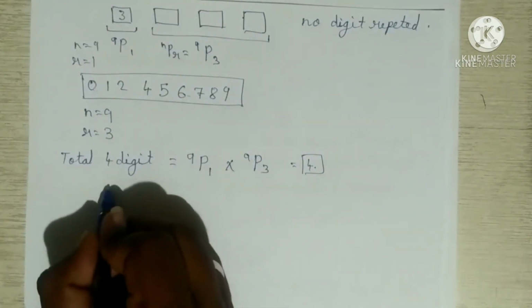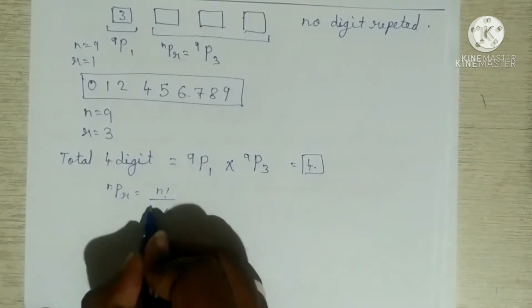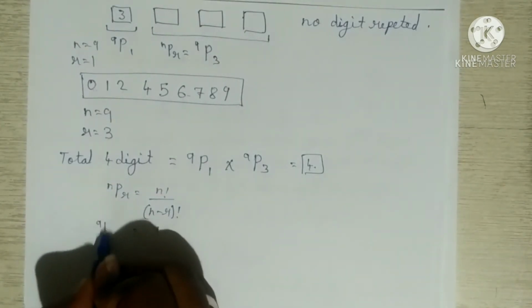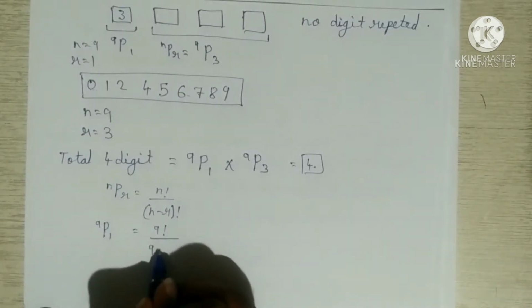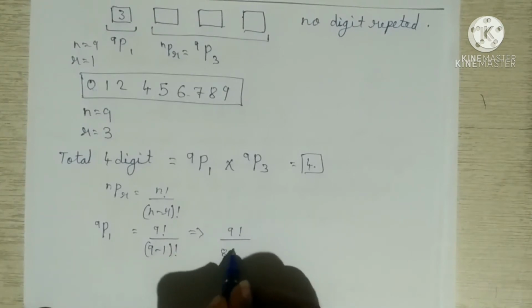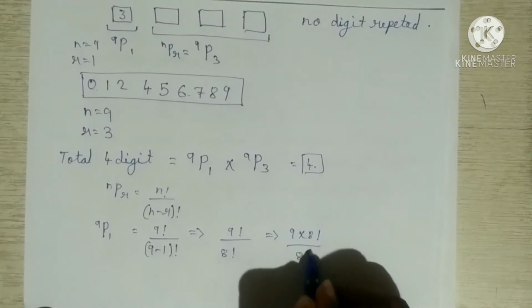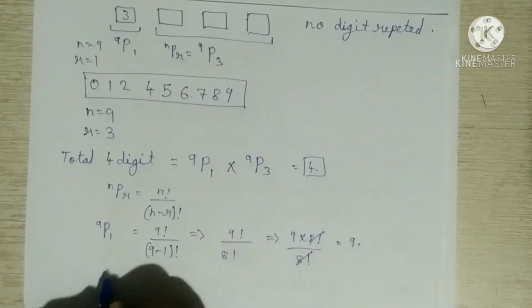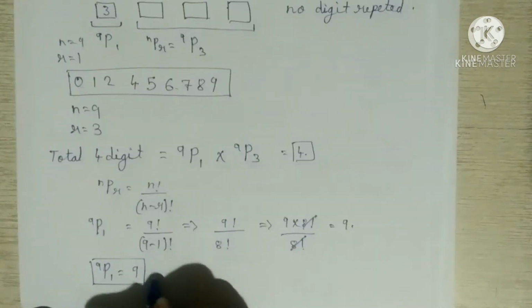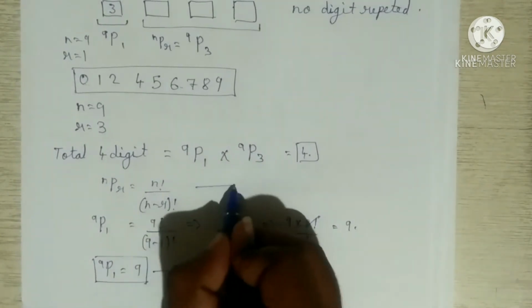Substitute in the formula. nPr is equal to n factorial by n minus r factorial. 9P1 is equal to 9 factorial by 9 minus 1 factorial, which is 9 factorial by 8 factorial. 9 factorial can be written as 9 into 8 factorial, where 8 factorial cancels, you'll get 9. 9P1 is nothing but 9. Let this be equation number 2. This is equation number 1.